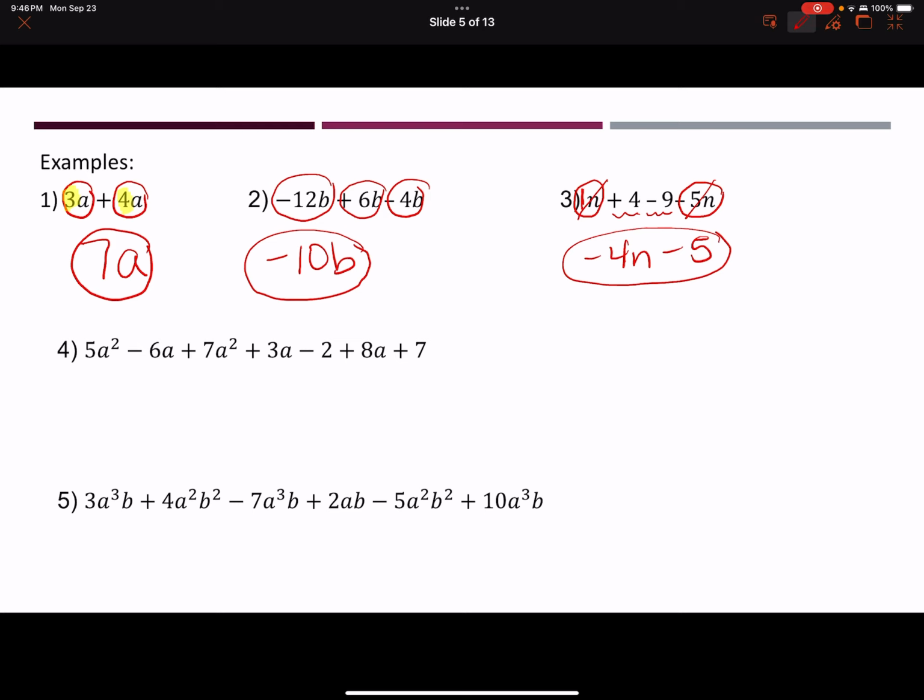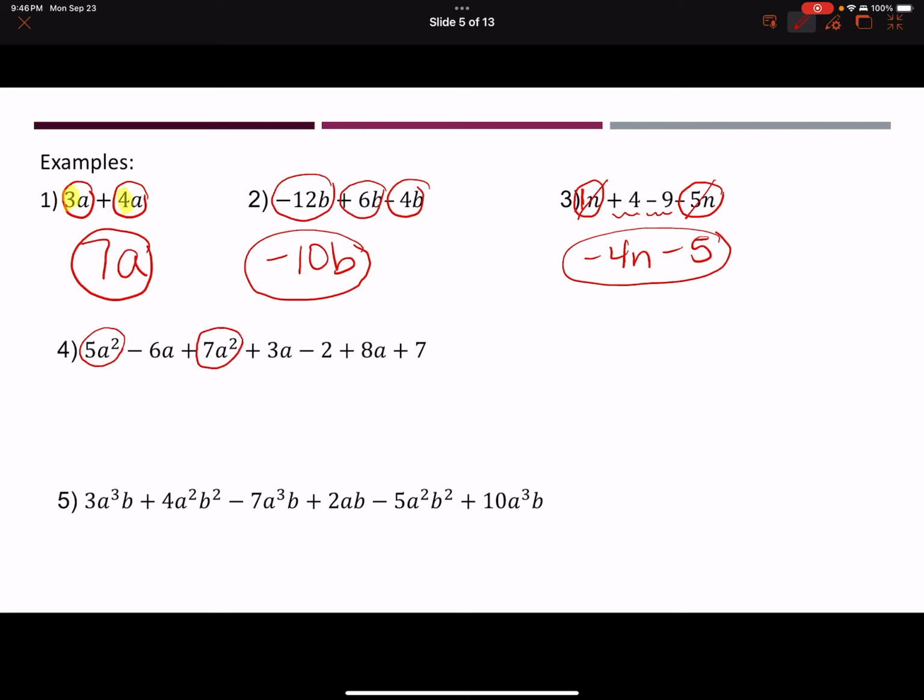That's it. Okay, number 4. So we have lots more terms here. This might look a little intimidating, but we're just going to break it down one step at a time. We need like terms. So first term I see is a 5a squared. I'm going to go through. Do I see any other a squareds? Remember, the coefficients don't matter.